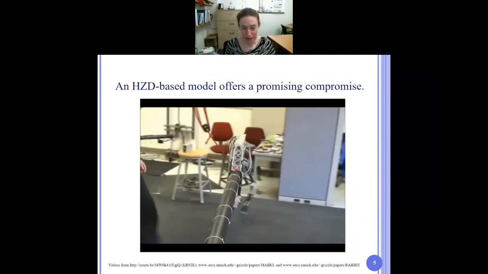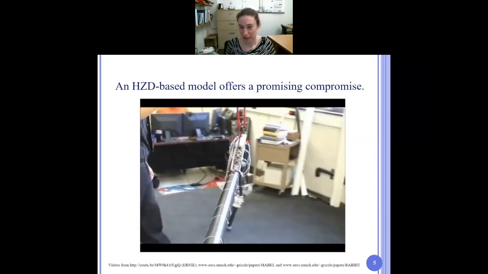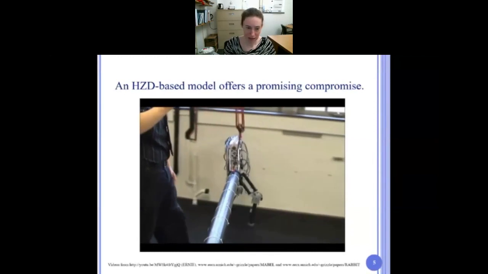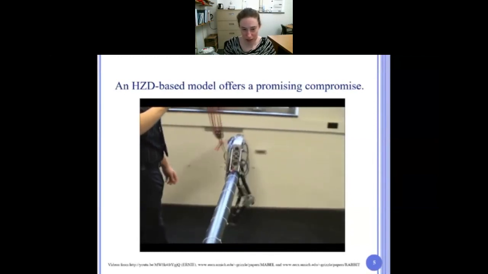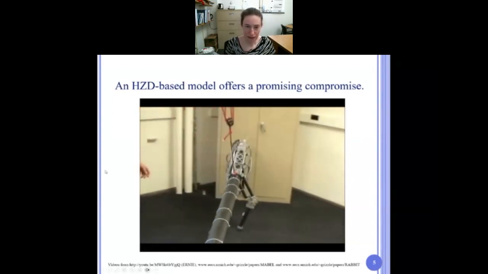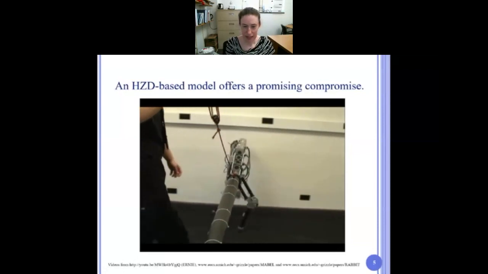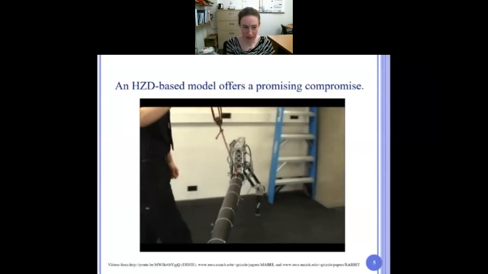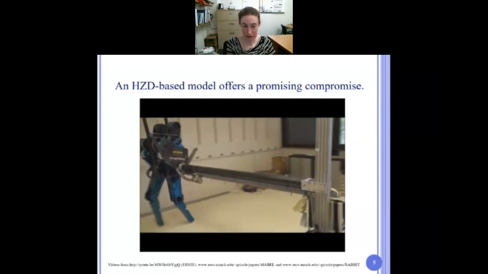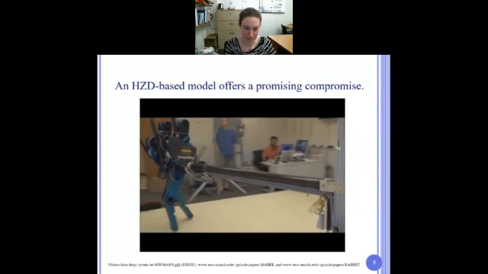So my work is based off of a model called hybrid zero dynamics. This was a technique that was originally developed for planar biped robots. So in this video, you'll see several robots walking under HZD-based control. One of the key ideas behind HZD-based control is that the progression of the step is driven by the movement of the hip rather than time itself. That's not going to be hugely important for the talk today.